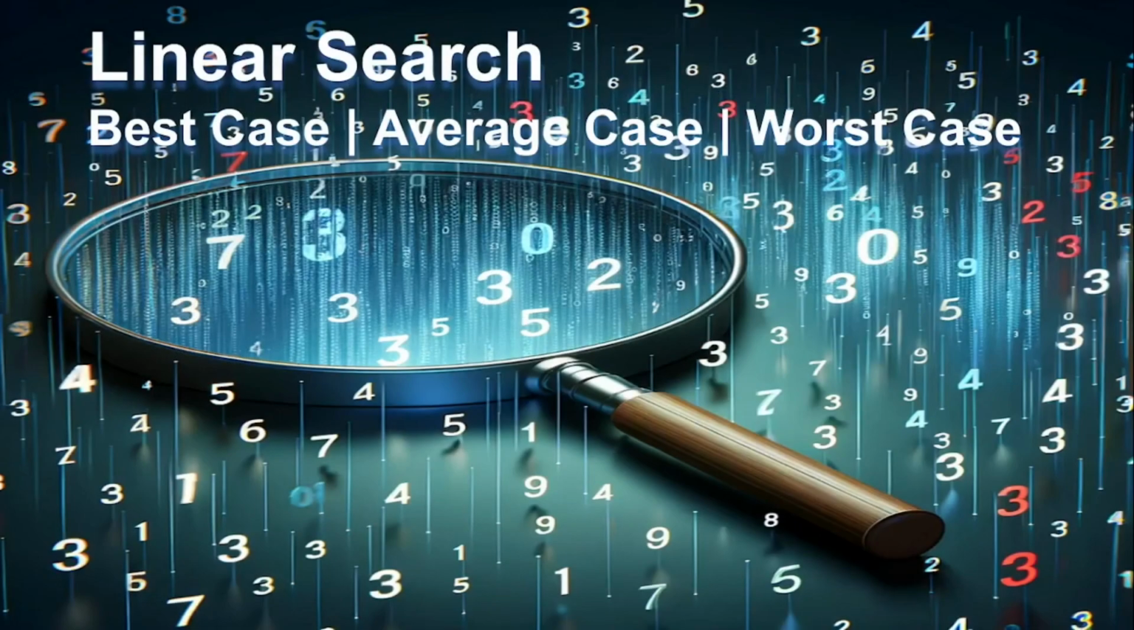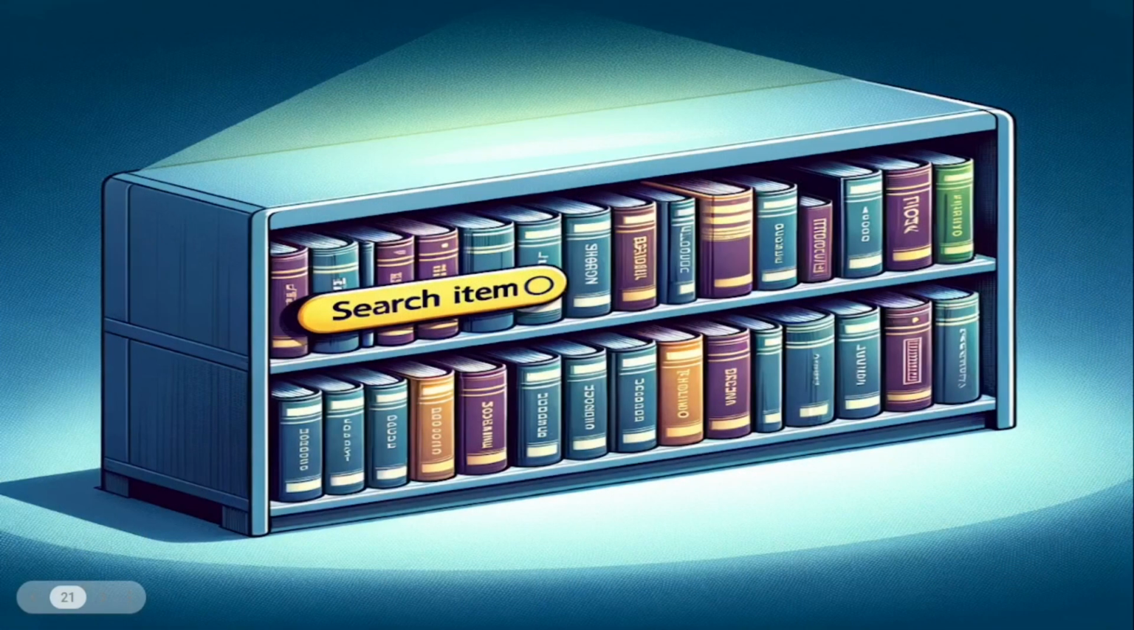We are going to understand the best, average, and worst case scenarios in the context of a simple yet fundamental algorithm, that is linear search. Let's see how these scenarios play out. Imagine you are looking for a book in a row of books. In the best case for linear search, the book you want is the very first one you check.